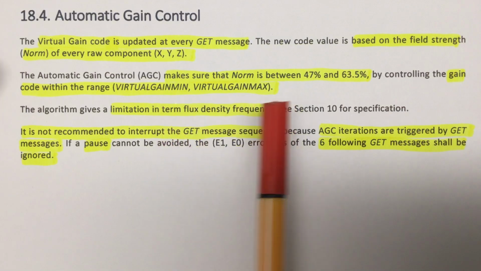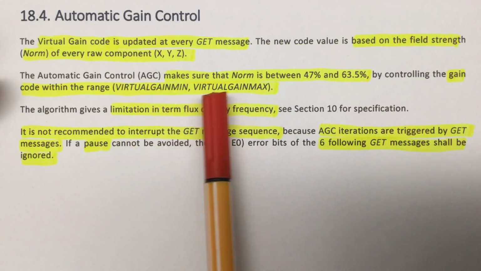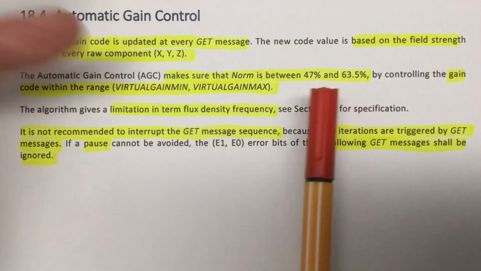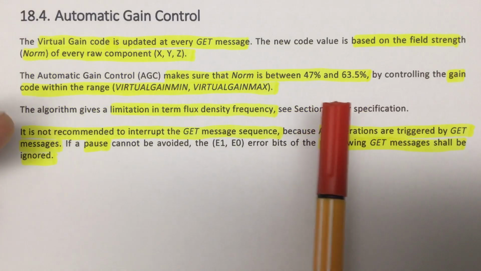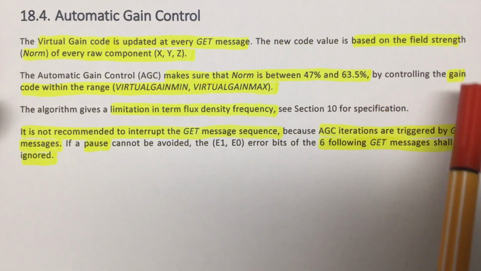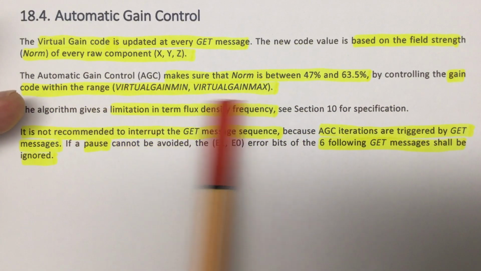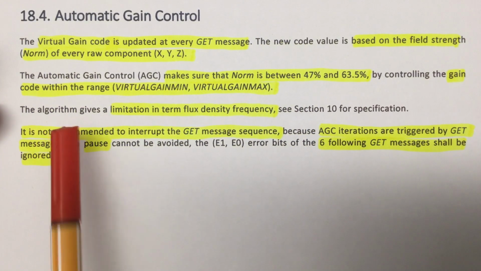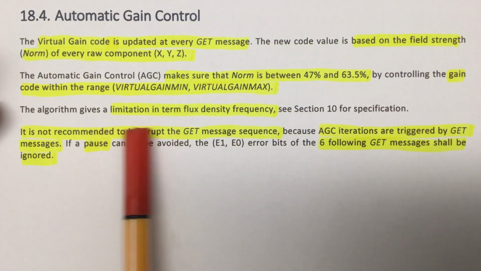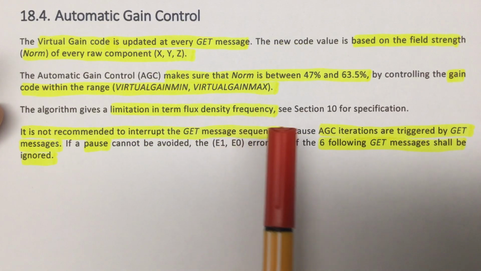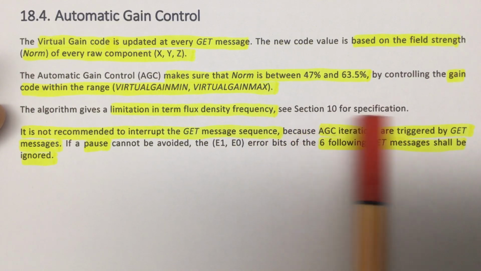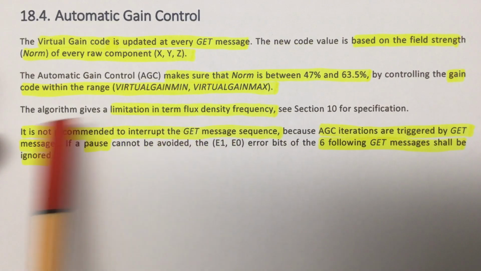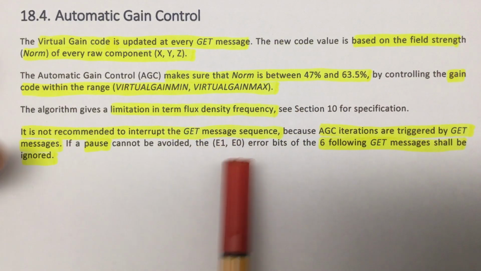It also says that the automatic gain control makes sure that the norm is between 47 and 63.5%. We also saw that in the D17, D18 diagnostic bits. By controlling the gain code within the range virtual gain min, virtual gain max. Yeah, we knew that already. But here comes something. The algorithm gives a limitation in terms of flux density frequency. See section 10 for specification. We will have to do that. And that's most important when programming and using that chip.